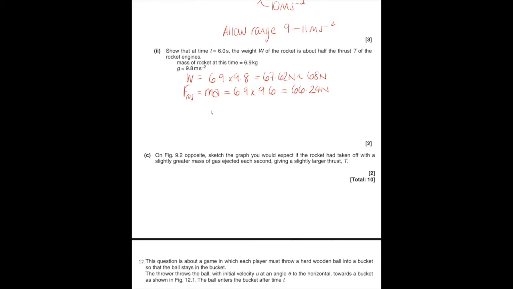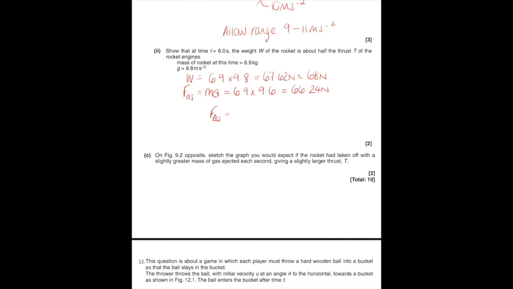66.24 newtons. So what we've found now is the weight of the rocket, which is acting downwards, and we've worked out the value of the resultant force, okay? Now, the key thing here is that the resultant force is actually that single force that replaces all other forces acting. So that resultant force is what we've got left when we've taken into consideration the thrust and the weight, okay?